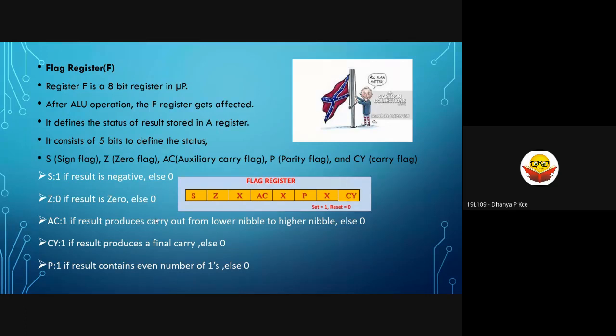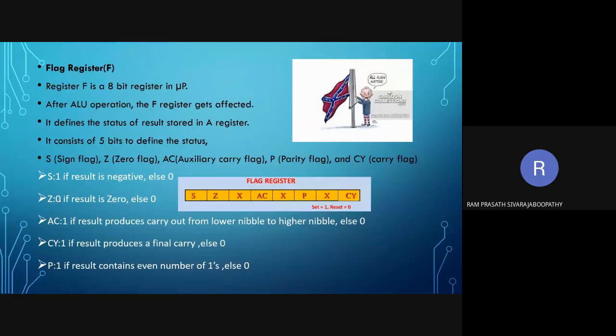Next, the zero flag. If the result is 0, the zero flag. Actually, here it must be 1, Danya. Don't worry. Z equal to 1 here. If the result is 0, it means set. No issues. You can continue.